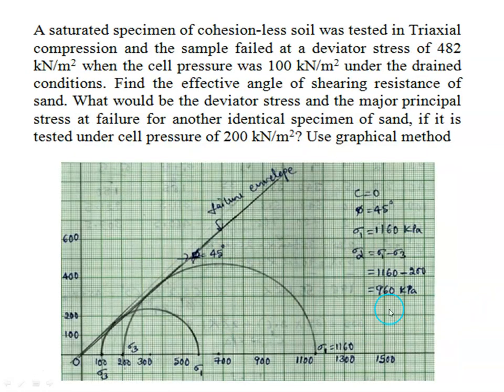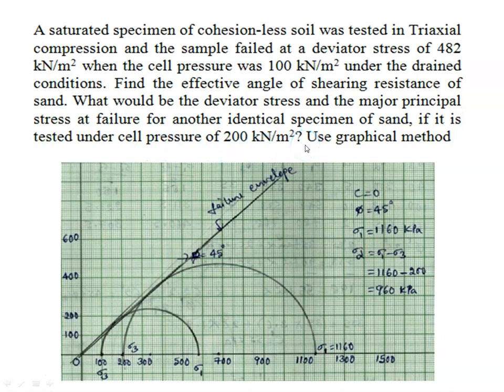Next example: a saturated specimen of cohesionless soil was tested in triaxial compression, and the sample failed at a deviator stress of 482 kN per meter square when the cell pressure was 100 kN per meter square under drained conditions. Find the effective angle of shearing resistance of sand. What would be the deviator stress and the major principal stress at failure for another identical specimen of sand if it is tested under cell pressure of 200 kN per meter square?